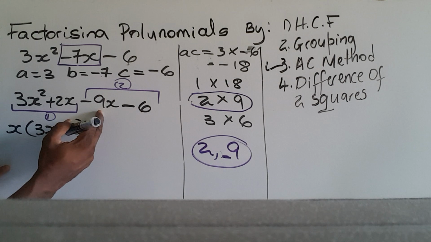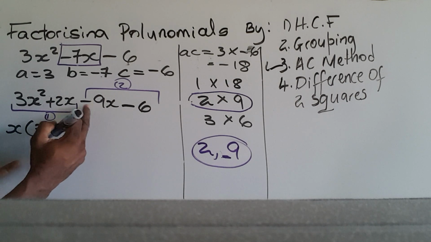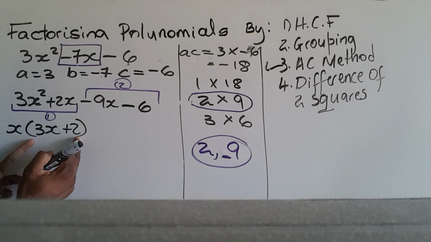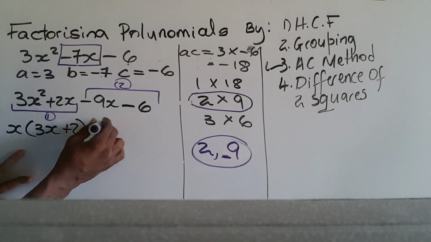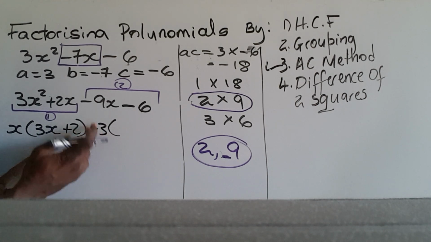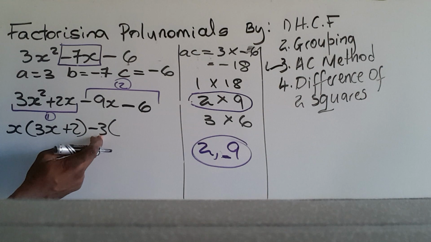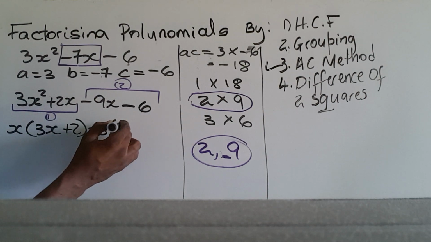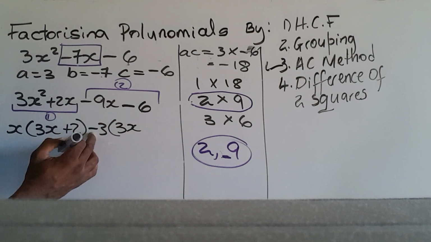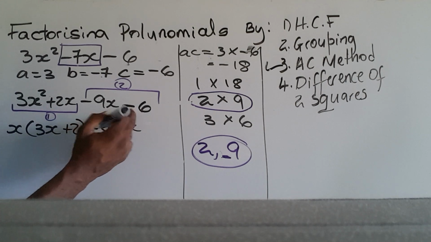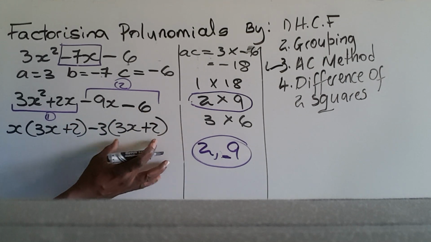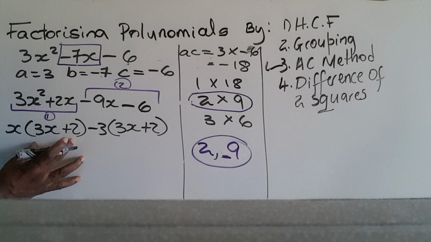What's our highest common factor here? I have to be very careful now because I need to create an identical bracket to this. So I will use negative 3 because negative into negative would give me positive. So negative 3 into negative 9x will give me positive 3x, and we have an x. Negative 3 into negative 6, we have a positive 2. Now this bracket is exactly like this bracket.